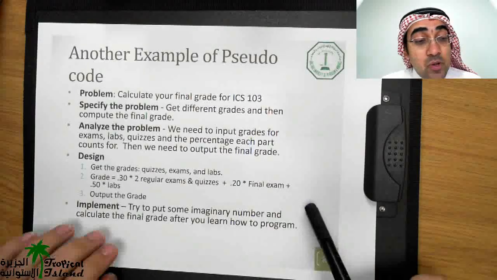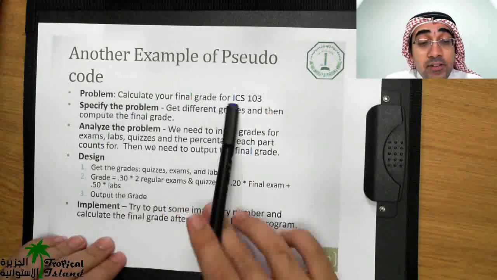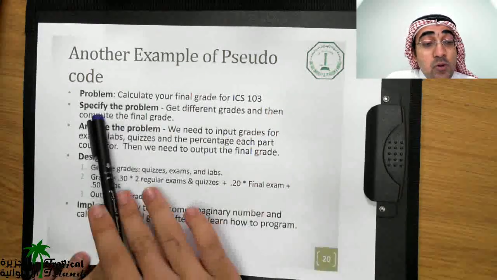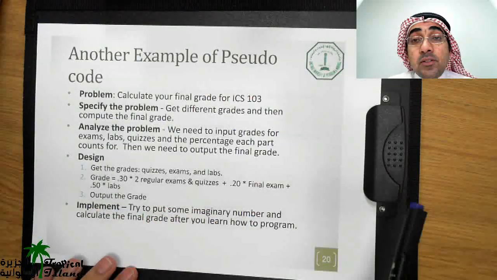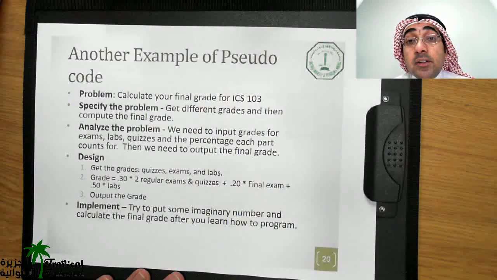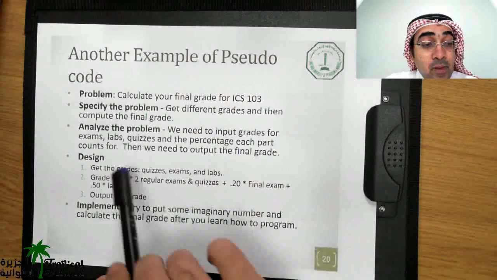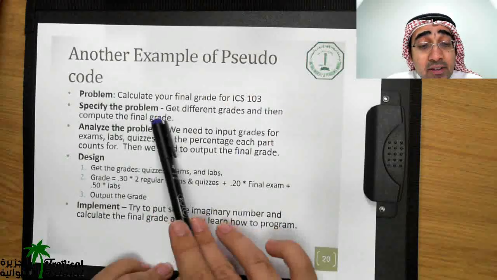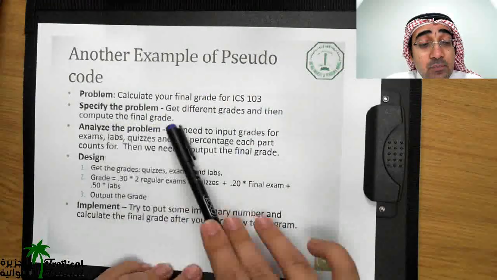Another example of pseudocode is calculating your final grade for ICS103. Okay? So the problem is you have to get the different grades. So let's analyze this problem. The problem is you want to calculate your final grade for a class, for example. You want to specify the problem and you want to analyze it. Okay? So specifying the problem, you get different grades and then compute the final grade.